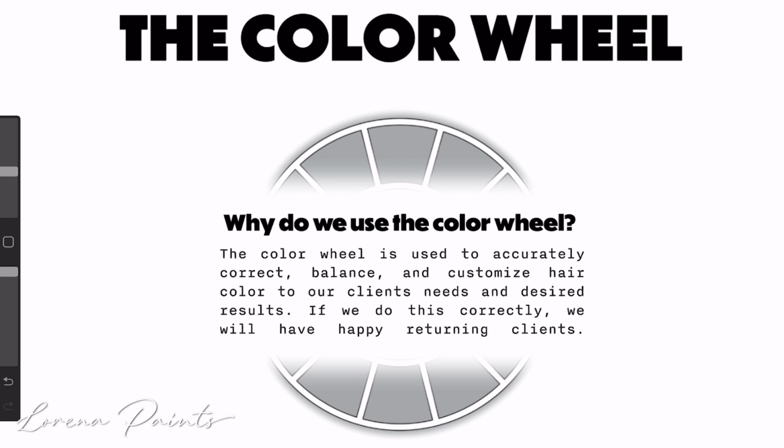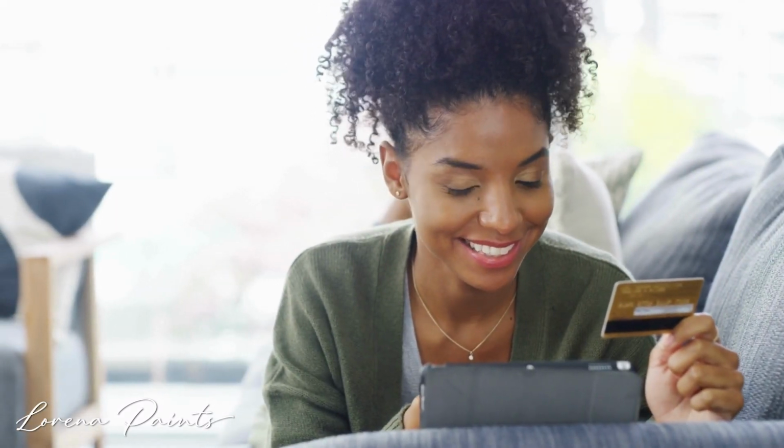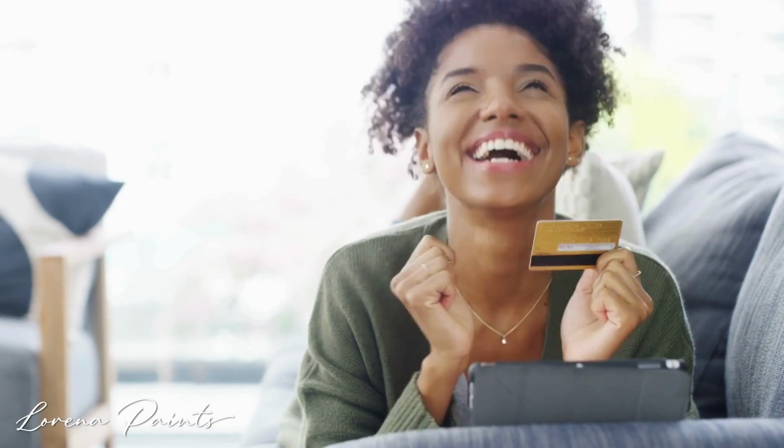So first, we're gonna go over the color wheel. Why do we even use the color wheel in hair color? The color wheel is used to accurately correct, balance, and customize hair color to our client's needs and desired results. If we do this correctly, we will have happy returning clients. And I know we all want happy clients.